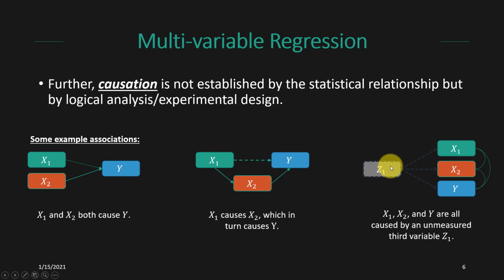So in this situation, if z1 is causing all of these, then if z1 changes and x1 goes up, that's also going to cause y to go up. So it's going to look like x1 and y co-occur together and they're associated, but they're not actually causal because it's the z variable that's actually causing that relationship. So we have to be very careful anytime we observe an association to establish the causality.